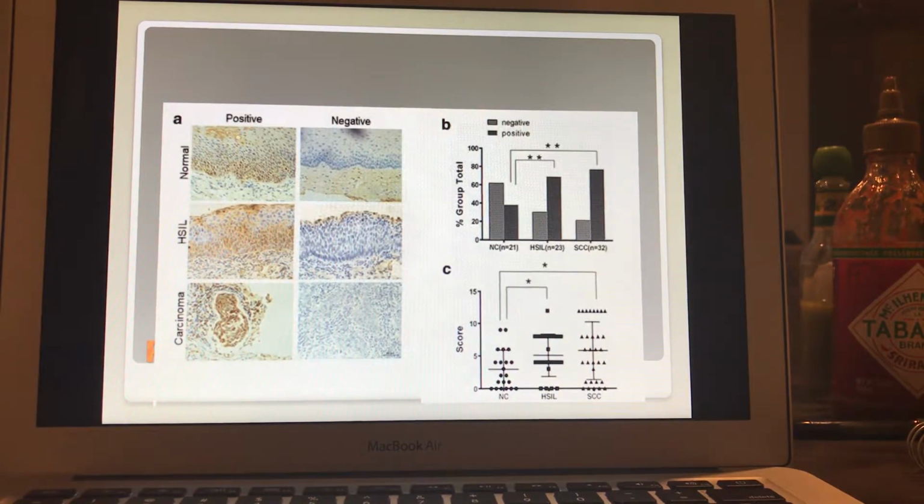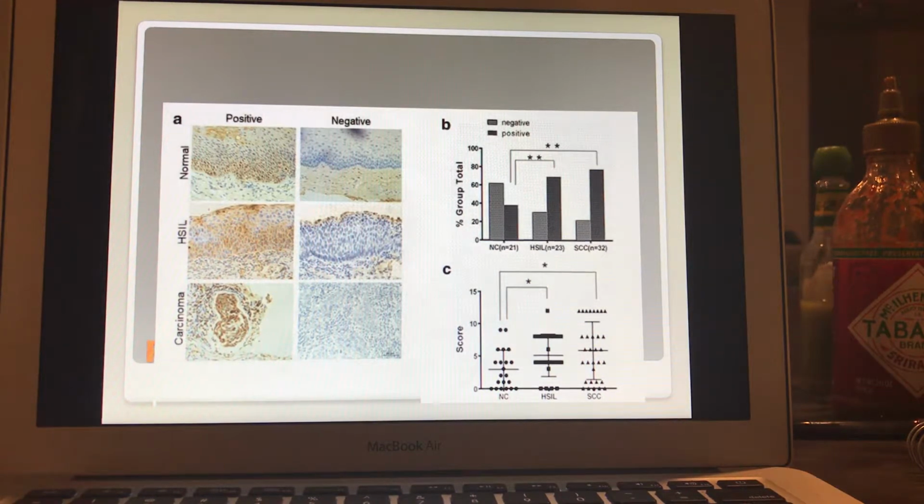So the first result. Although GDF15 expression has been discovered in various carcinomas, its role in cervical cancer is not well defined. To investigate GDF15 protein expression in human cervical carcinoma, immunohistochemistry was performed in normal cervix, high-grade squamous intraepithelial lesion, and squamous cervical cancer tissues. In Figure A, GDF15 was classified into two categories, positive and negative. Figure B then quantifies the data, where positive GDF15 staining was found in 38.1% of normal cervix samples, 69.6% of the high-grade squamous intraepithelial lesion samples, and 78.1% of the squamous cervical cancer tissues.